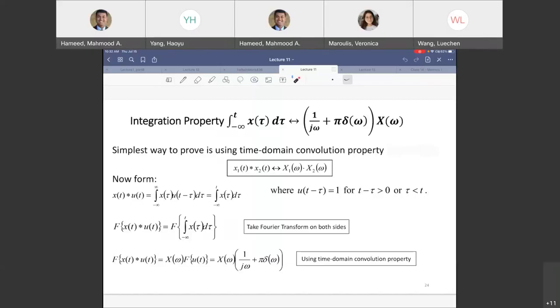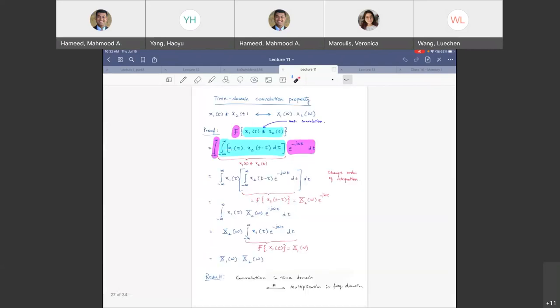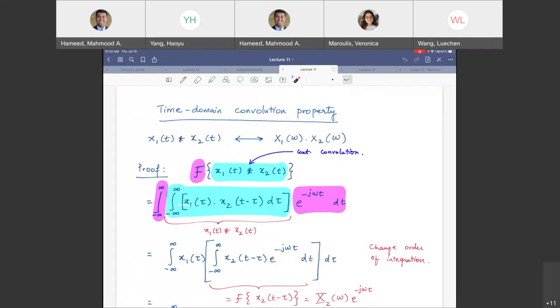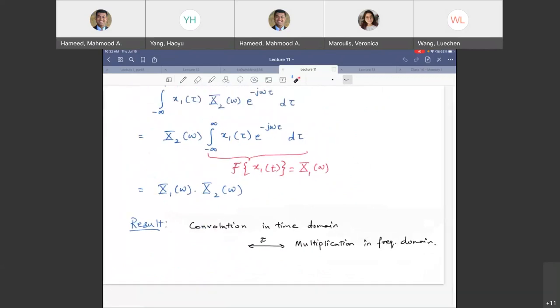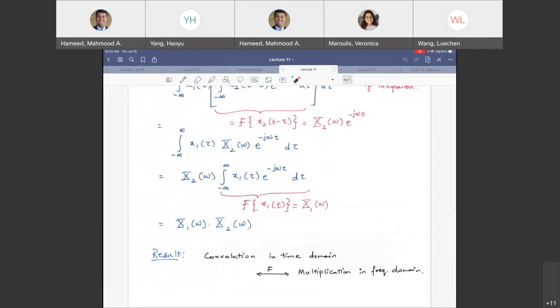So we stopped at the time convolution property in the previous class. We were talking about properties of Fourier transform, and the property that we looked at was the time convolution property, which translated to multiplication in the frequency domain. We proved it, and we are going to later use it. Essentially, the last result was that convolution in time domain translates to multiplication in frequency domain. So convolution and multiplication are operations that are Fourier transform pairs.